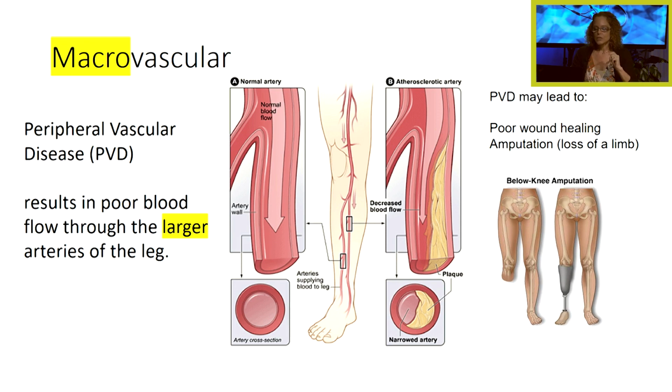It can start with just the amputation of a foot, and then over time it gets to be a below the knee amputation or even above the knee amputation. Here we have an example of a below the knee amputation. And this is a result of vascular disease, a macrovascular complication of diabetes.